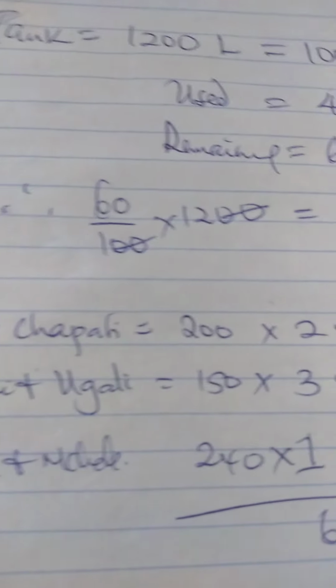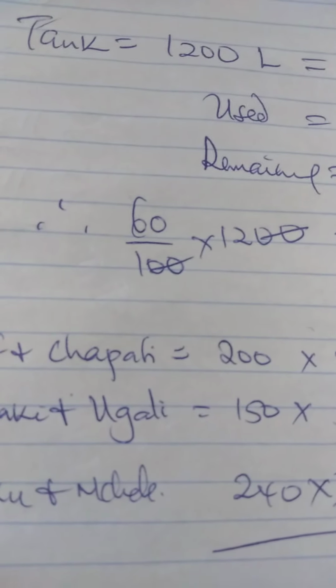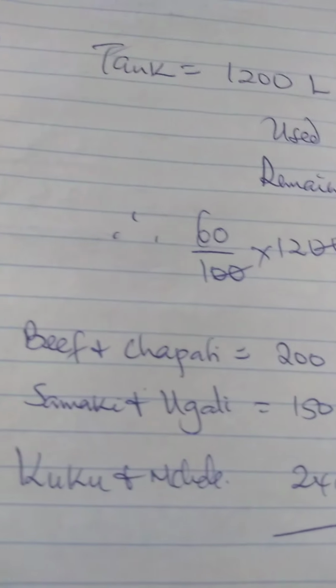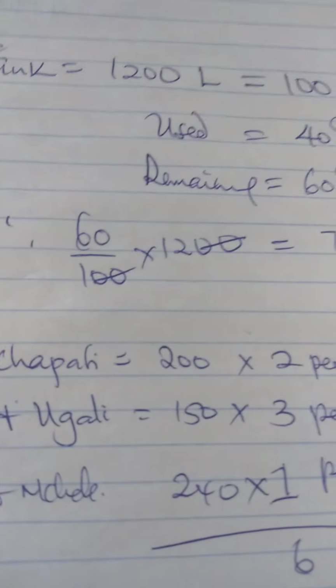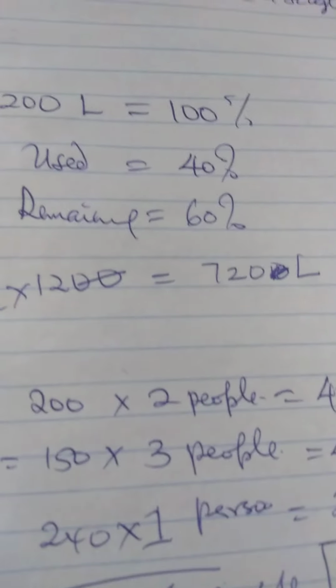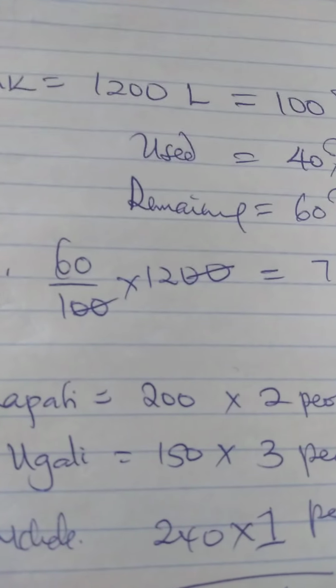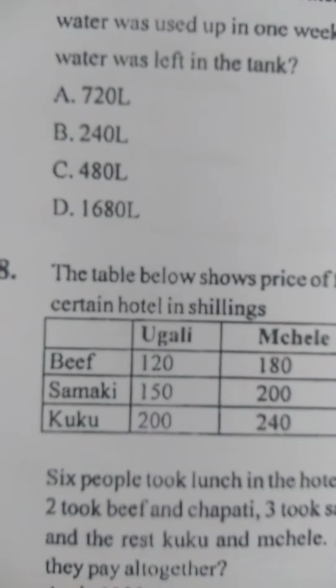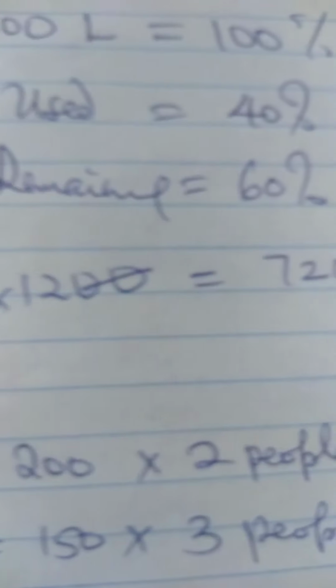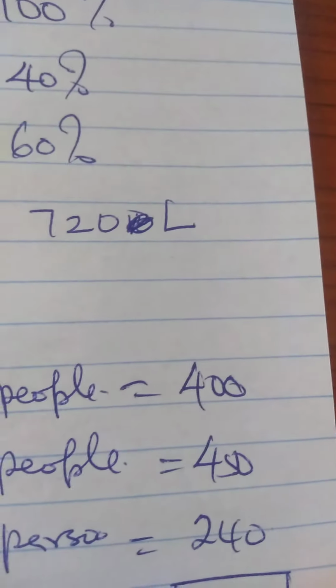Beef plus chapati. Because you're told 6 people took lunch, 2 took beef plus chapati. Beef plus chapati is 200. 2 people took that, so they spent 400. Then 3 people took samaki and ugali. Samaki na ugali ni how much? 150. Samaki ugali, 150. So 150 times 3 people, 450.